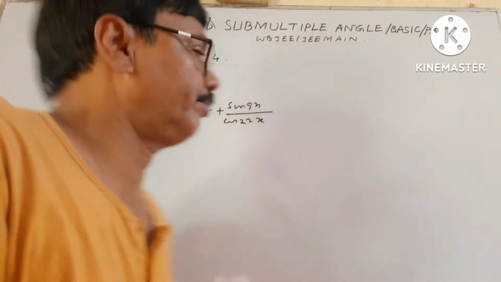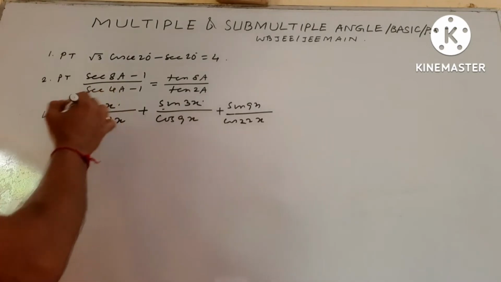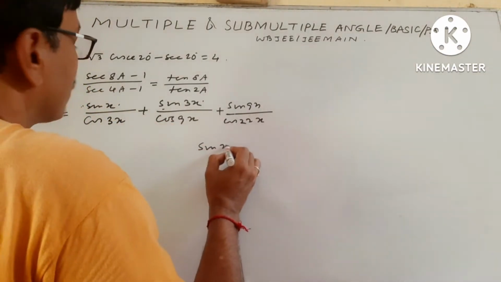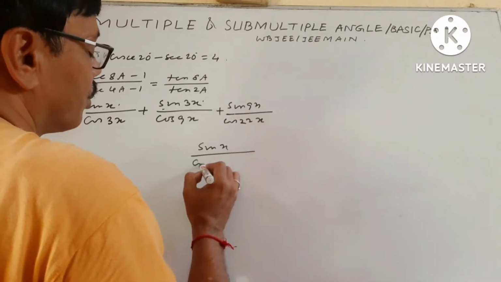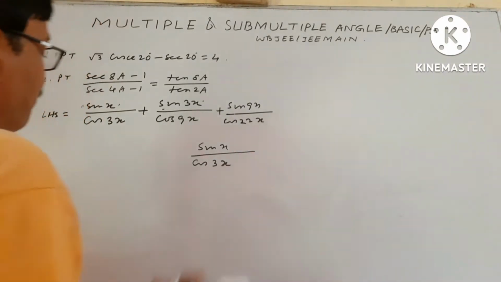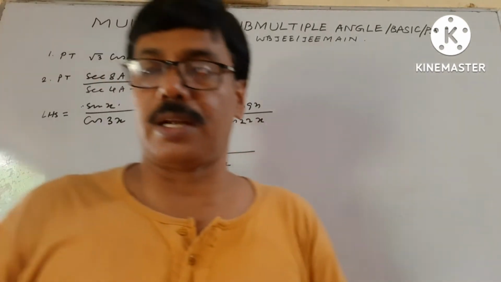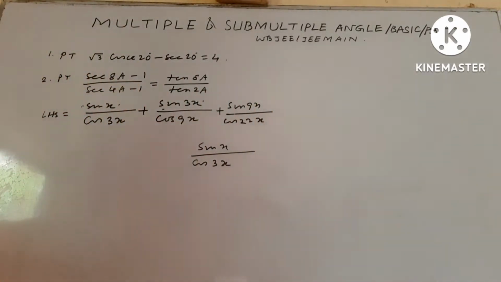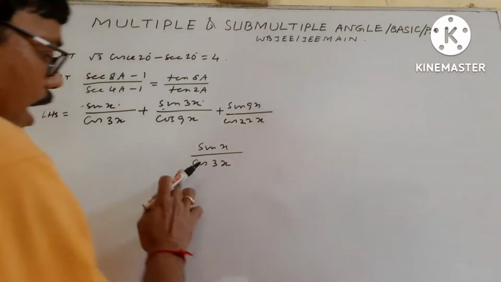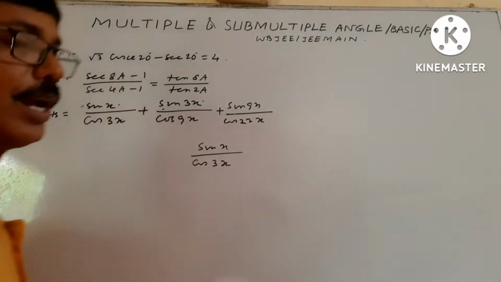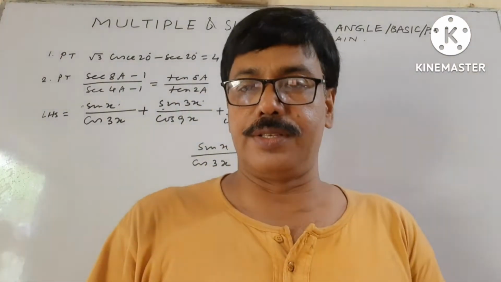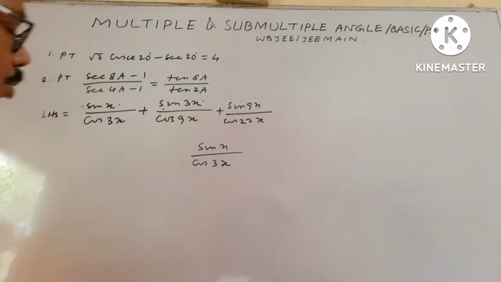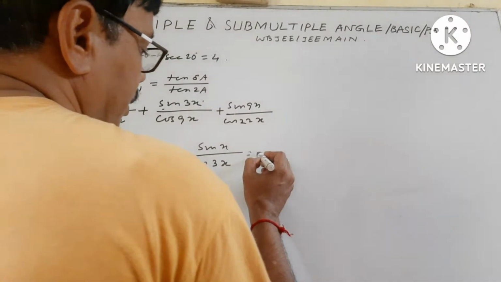Now look again at the previous problem. You take one term, sin x by cos 3x. The final result is in terms of tan x. Here the angles are different. So tan x is obtained if it is a division of sin and cos. Look at the step I have already discussed.